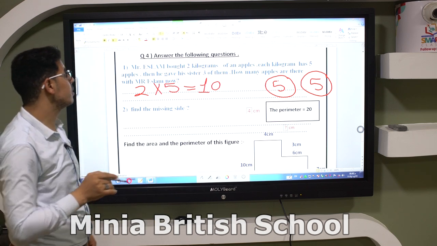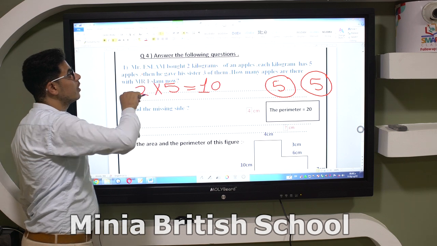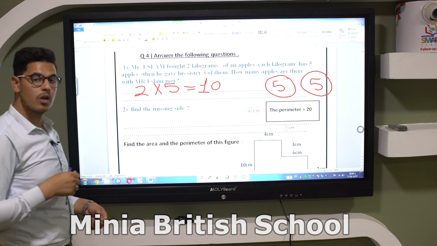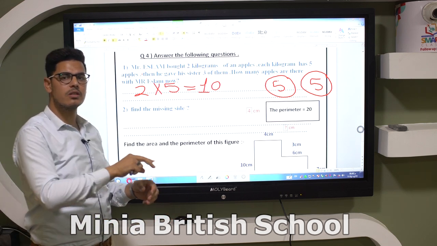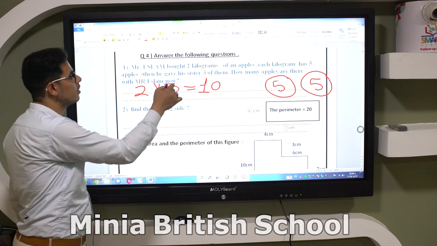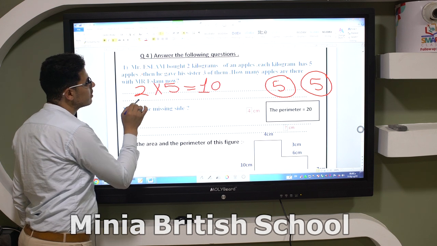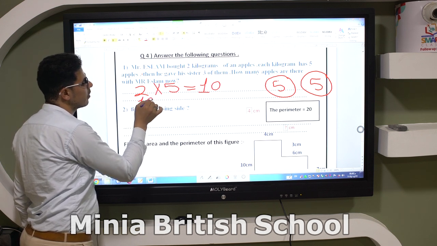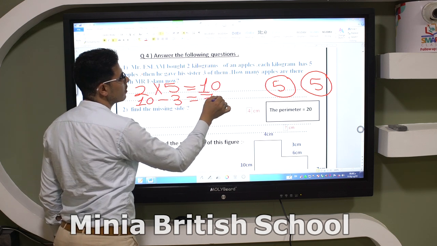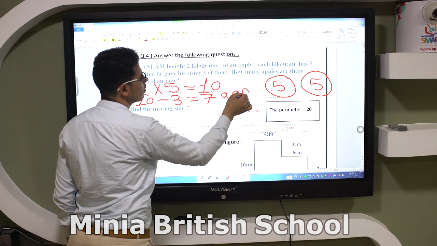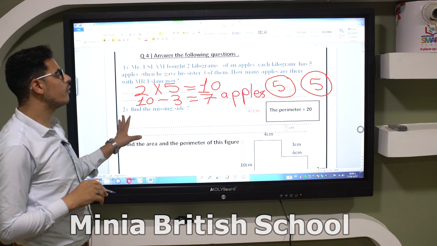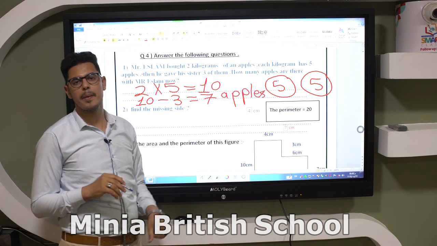But now let's see. Here he gave his sister 3 of them. What's the meaning of gave? Gave means I will subtract, because I will take 3 of them from the 10. The next step, it will be 10 minus 3 equals 7 apples. So the number of left apples will be 7 apples.